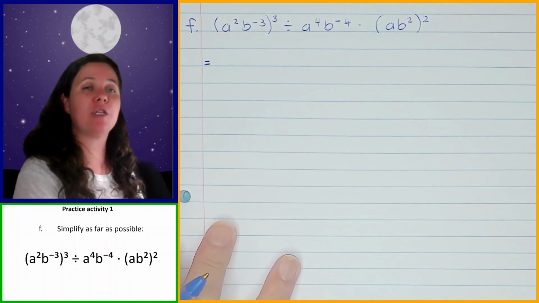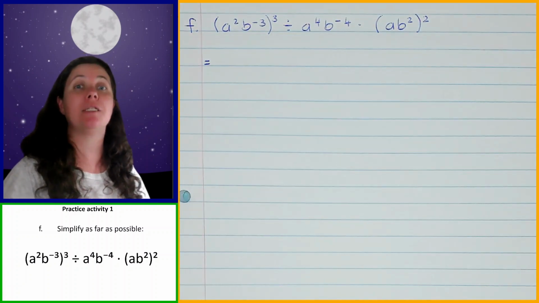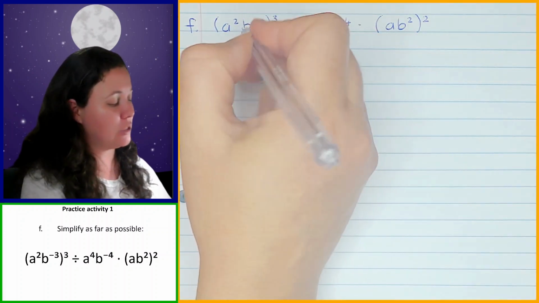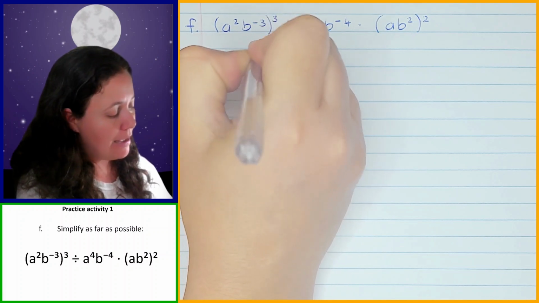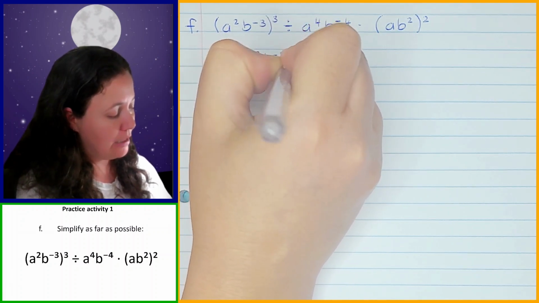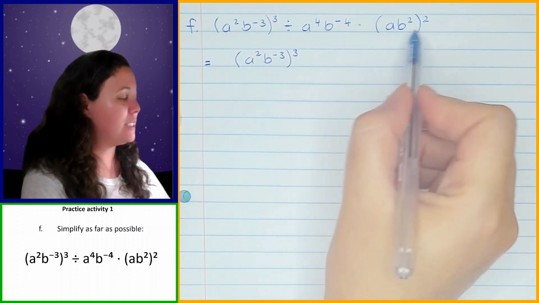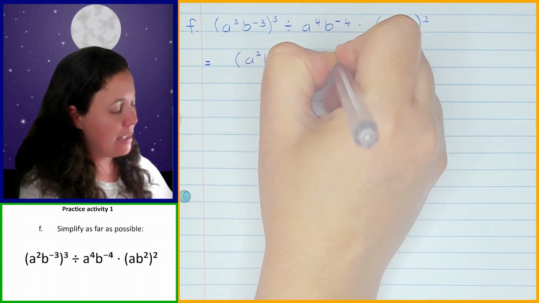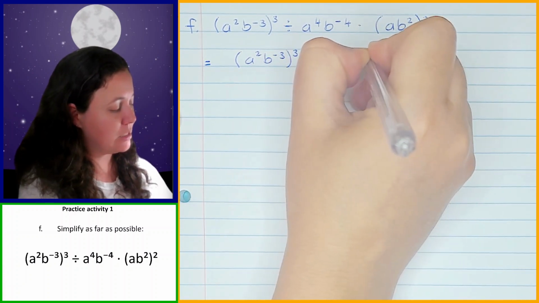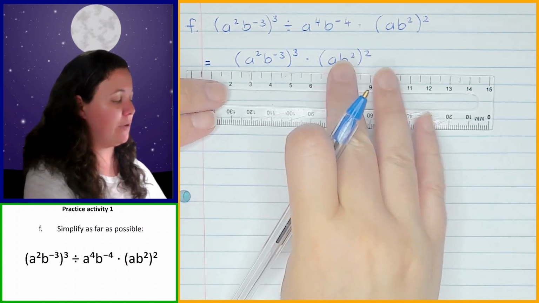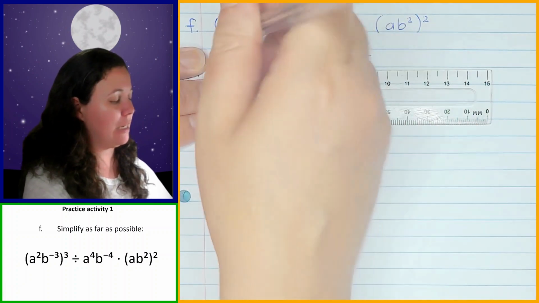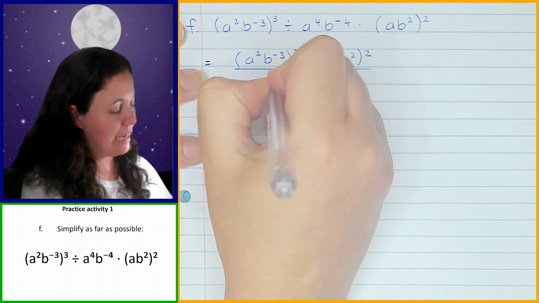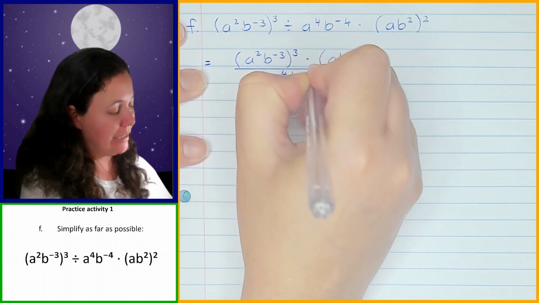What is going to be at the top of my fraction is everything that is not being divided by. So over here, this is not being divided by, so it's going to go at the top of my fraction: a squared b to the power of negative 3, in brackets, cubed. And then this bracket over here is also not being divided by, so it's going to be times a b squared, in brackets, squared. Then at the bottom of my fraction, I have anything that I'm dividing by. That's going to be this one over here: a to the power of 4, b to the power of negative 4.